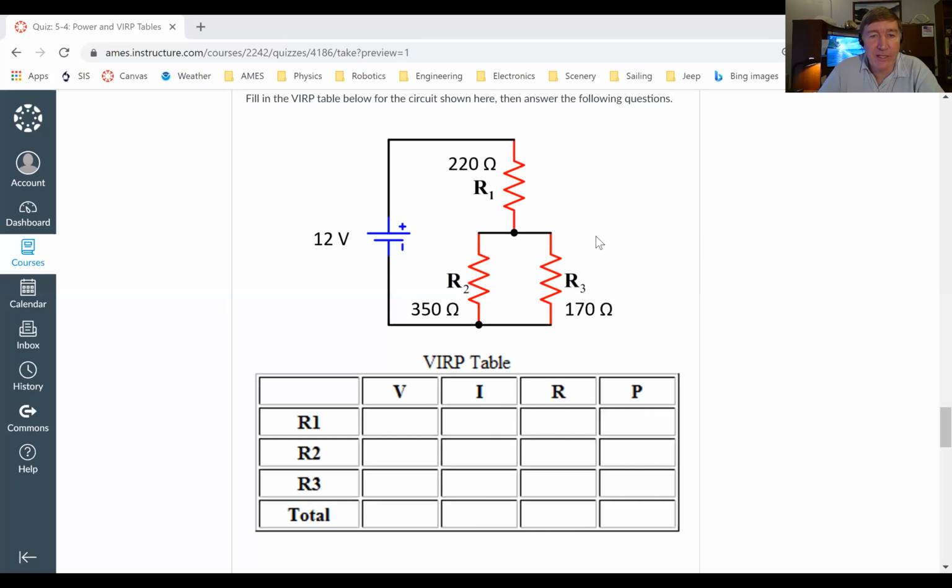And then the last thing in your homework is going to be a circuit that's going to look very much like this. The numbers will be different, but the arrangement will be very similar. And what you're going to have to do is you're going to have to fill out a VERP table. And this time, what I'm going to want you to do is after you fill out the VERP table, I'm going to want you to take a photograph of the VERP table and upload the photograph to me so that I can see that you've correctly filled in all of the openings in the VERP table. All right, that's it for today.